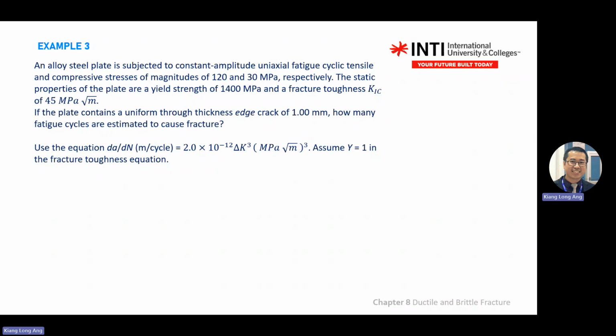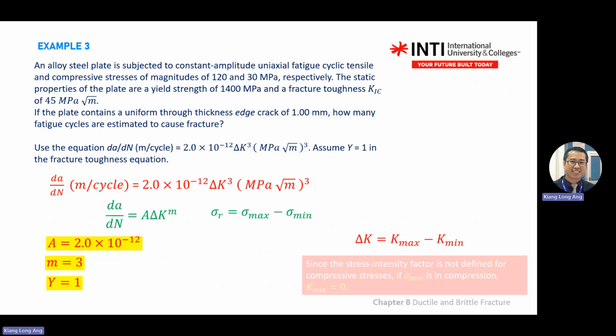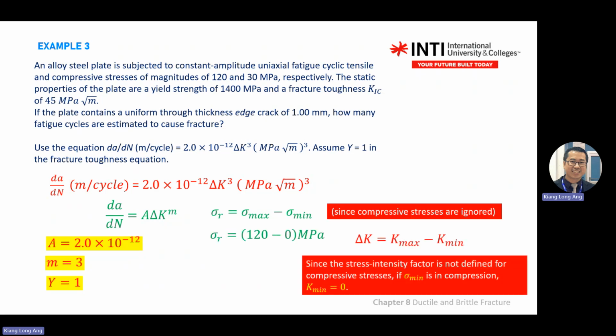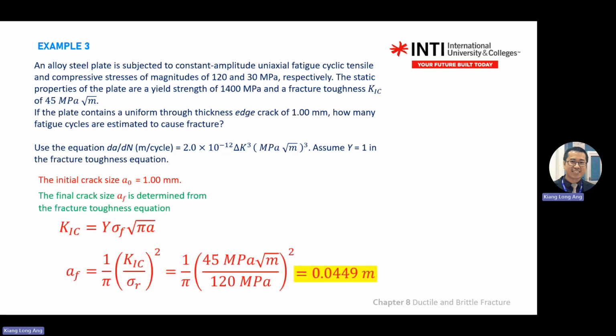So example 3, you go home and look at this one, because it's just an application of the equation. The number of cycles dN is given, and you apply da/dN equals A delta K to the m. So this is your homework. It's just application of the equation. Go home and have a look at this one.